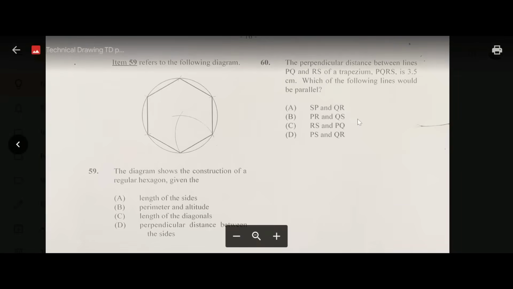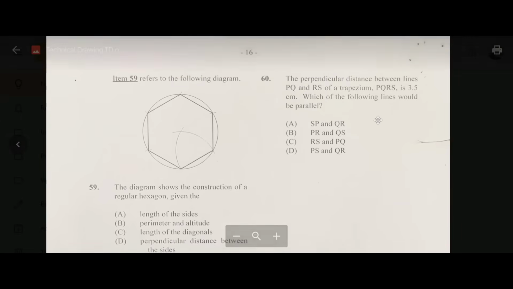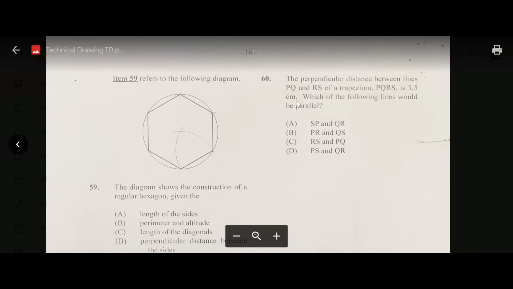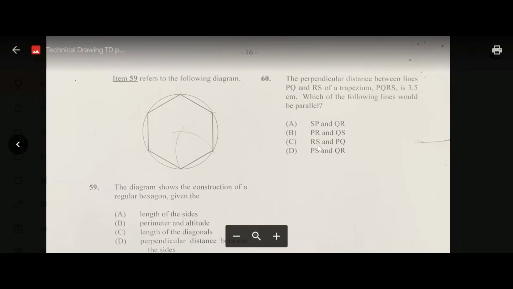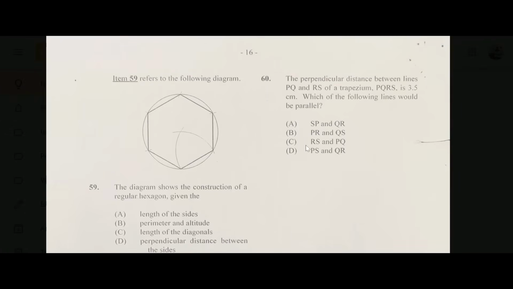Number 60, the perpendicular distance between lines PQ and RS of a trapezium is 3.5 centimeters. Which of the following lines would be parallel? So this question has come up in all the past papers that we have done. And the answer is C, RS and PQ. These two lines are parallel.